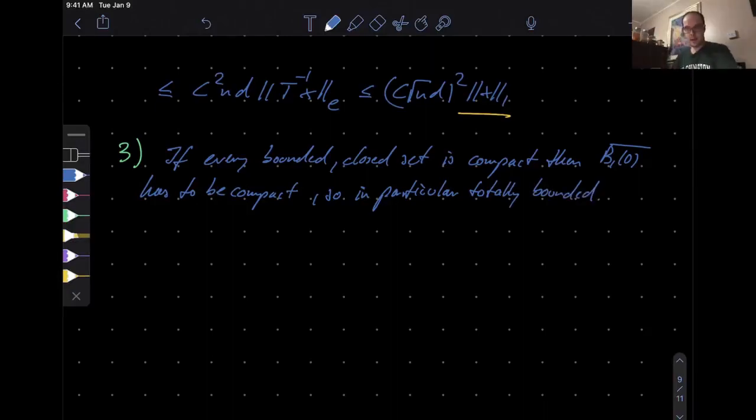Okay, actually thinking about it now, I'm already exceeding the 25-minute mark. I don't want to go much longer than this, so I will rather postpone completing this proof to the next video. So we still need to do the third property: assuming bounded closed sets are always compact, I will deduce that the space is actually finite dimensional.